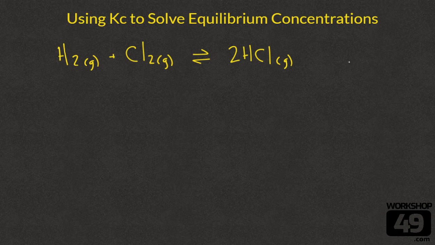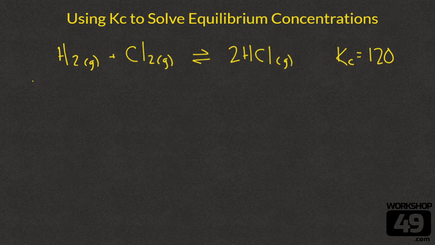And we've been told that at some temperature our Kc value for this reaction is going to be 120. That's a unitless value. All it's going to do is tell us a ratio of reactants to products when this reaction is complete at equilibrium. Because this Kc is bigger than 1, we know that it's going to favor the products, which means we're going to end up with more HCl than our H2 or Cl2.